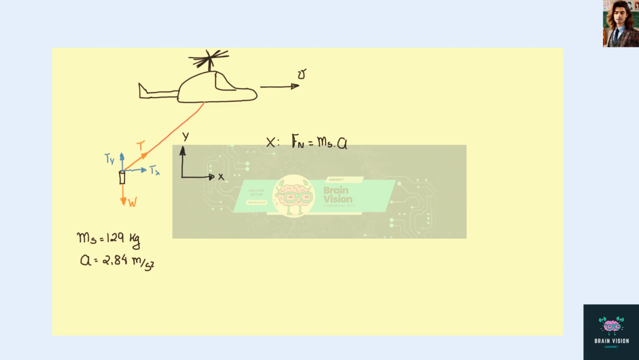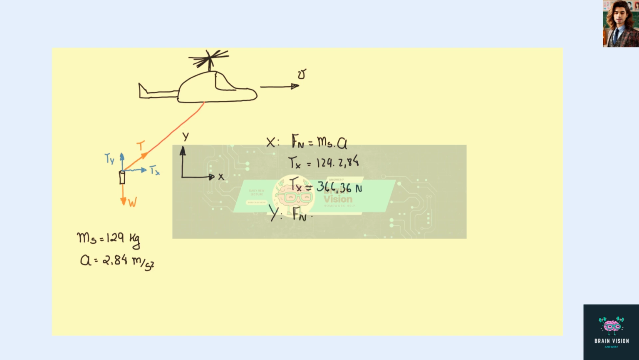There is only one force acting on the sensor in that direction, and this is the x component of the tension force. And this is equal to the mass of the sensor, 129 kilograms, times its acceleration of 2.84 meters per second squared. And this gives an x component of tension that is equal to 366.36 newtons.